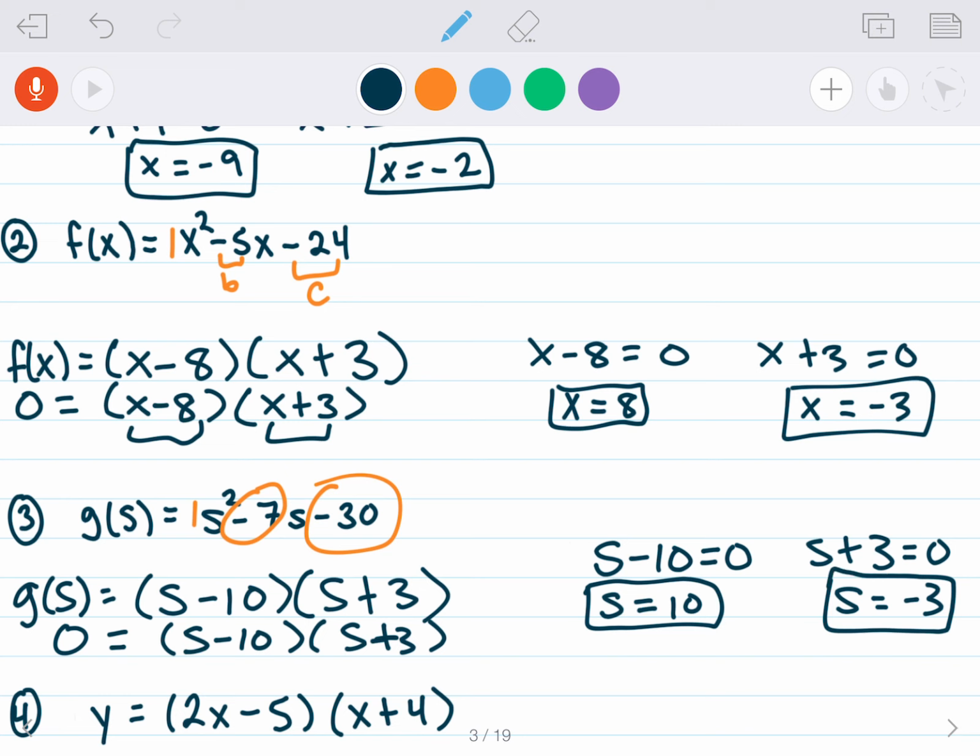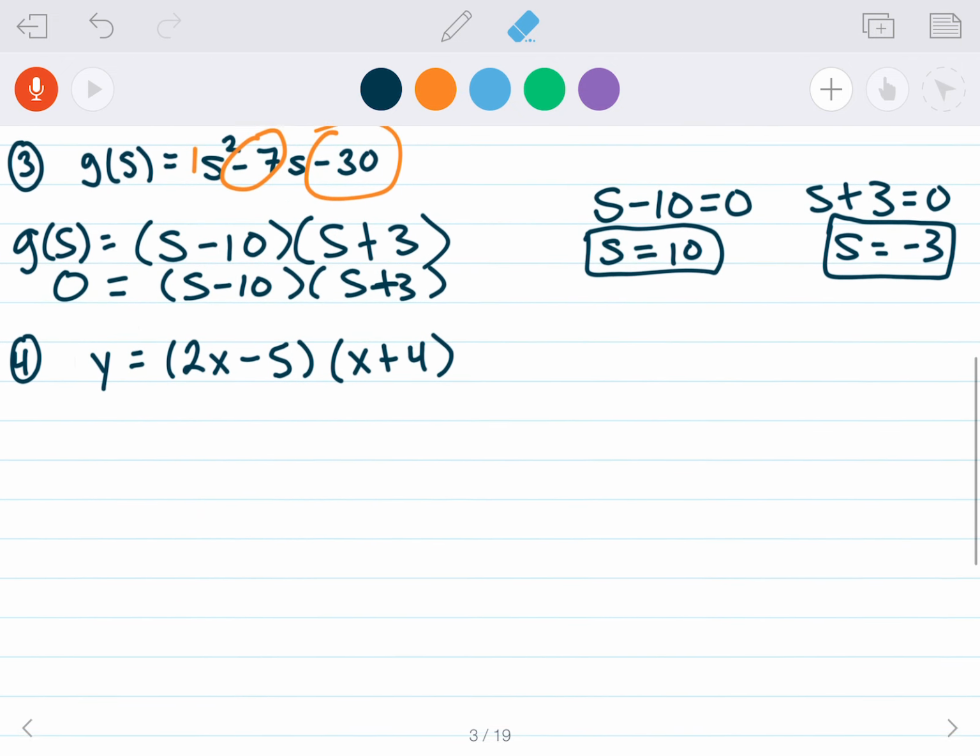So those are my x-intercepts. That is where the parabola is going to cross the x-axis at x equals -3 and x equals 10, or s equals 10 rather. All right, let's look at this one.